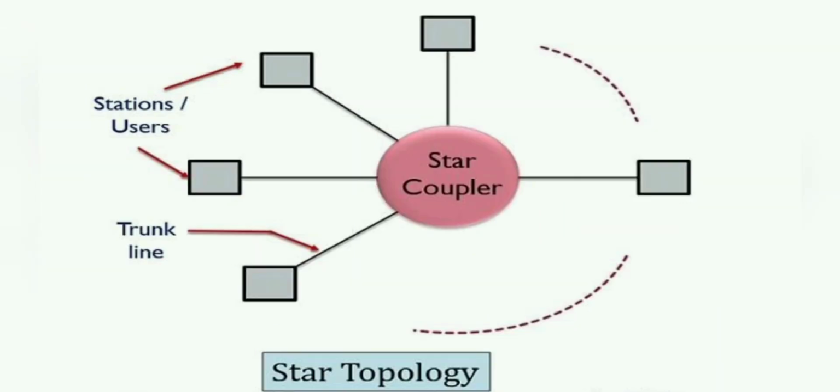Topology, in star connection, the various nodes of the network are connected together with a single central hub. It will be a single central hub. This central hub can be an active or passive network.